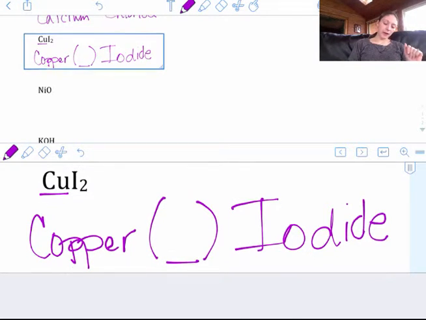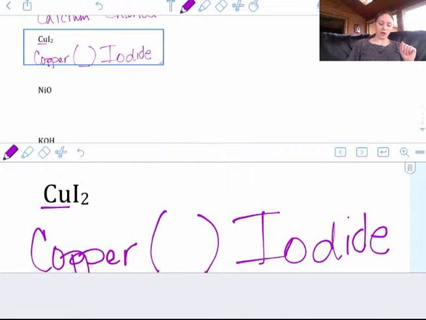Well, that means we have to backtrack a little bit and look at the negative ion. Okay, I look at iodine. Iodine's in group 17, which means it's a 1 negative. And there are 2 of them, which means this total here is a 2 negative, which means that copper there had to be 2 positive. So it's copper(II) iodide.